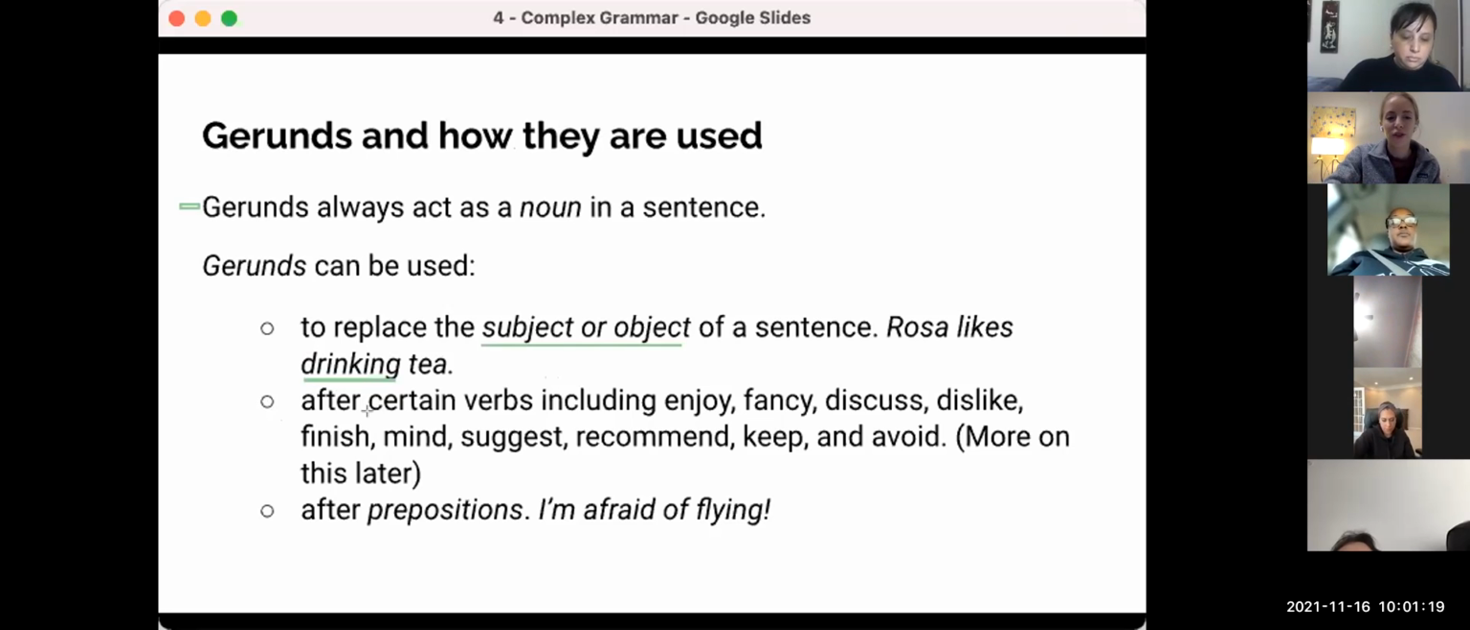We use gerunds after certain verbs. Some verbs in the sentence are followed by a gerund. Those verbs are enjoy, fancy, discuss, dislike, finish, mind, suggest, recommend, keep, and avoid. After these verbs, we will use the gerund form of the verb. We'll talk more about this in a few minutes. We also use gerunds after the preposition. I am afraid of flying, with flying as the object of the preposition.